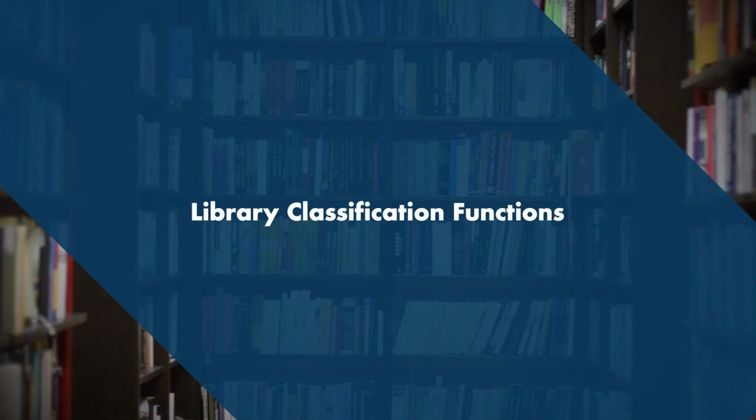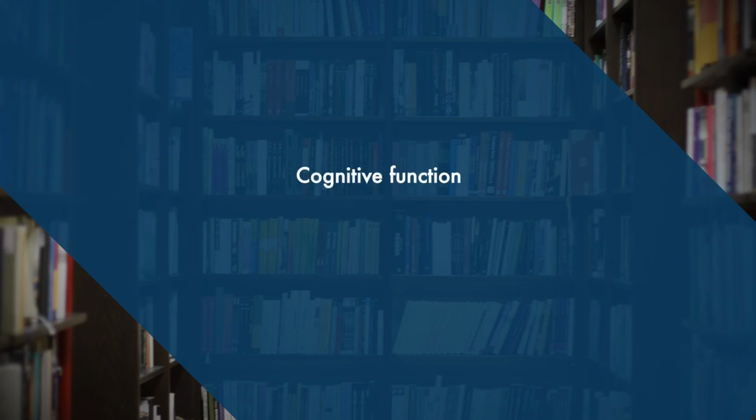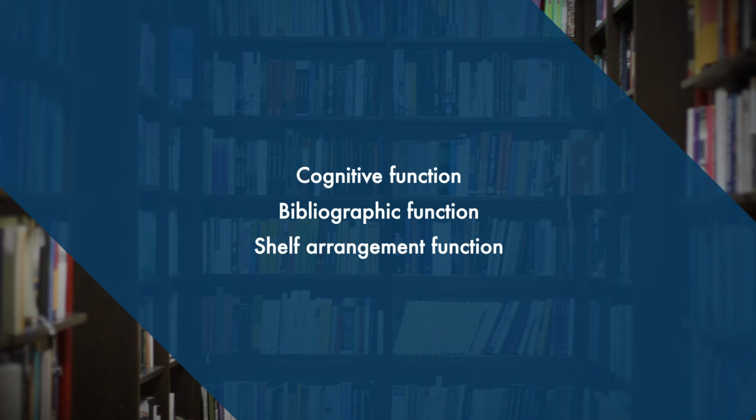Now let's discuss library classification functions. Practically, a library classification performs three functions. First, cognitive function, that is mapping of knowledge. Second, bibliographic function, that is information retrieval. And third, shelf-arrangement function, that is locating and browsing documents. The classification system which performs the cognitive function also performs the shelf-arrangement function equally well. This means that a cognitively sound classification is equally good at information retrieval and shelf arrangement of documents. Now let's discuss these functions one by one.